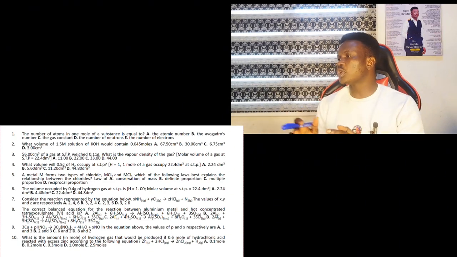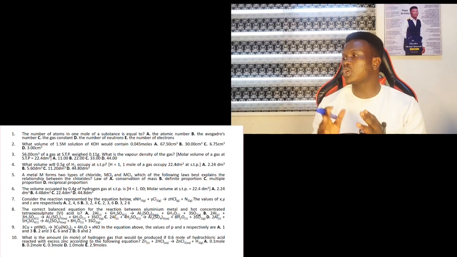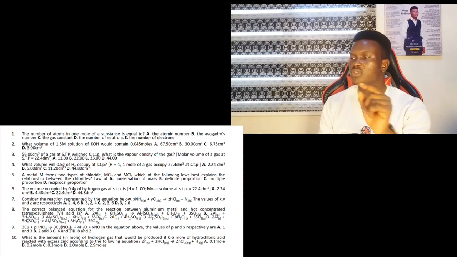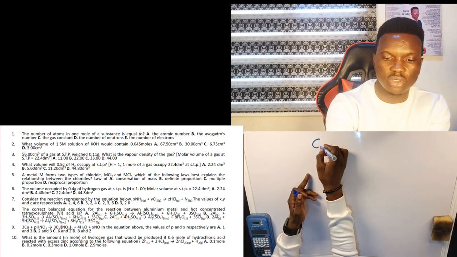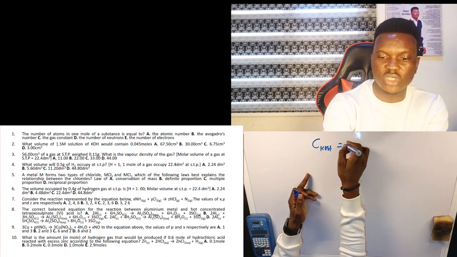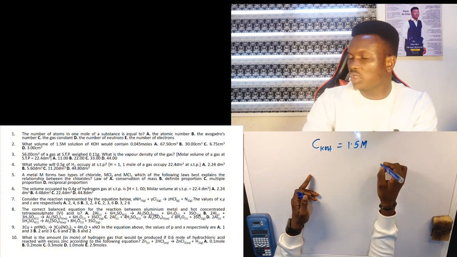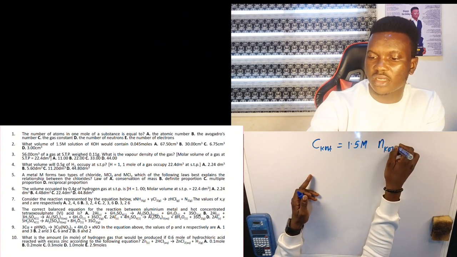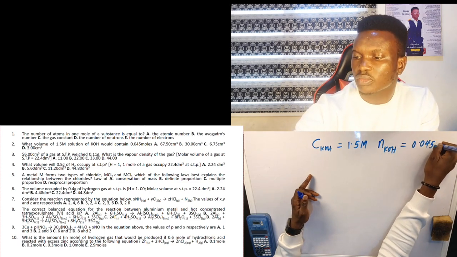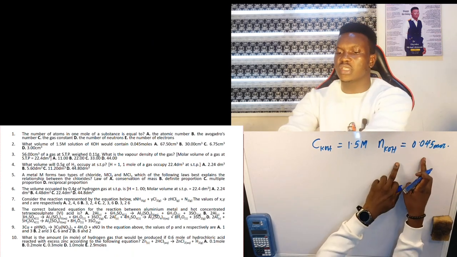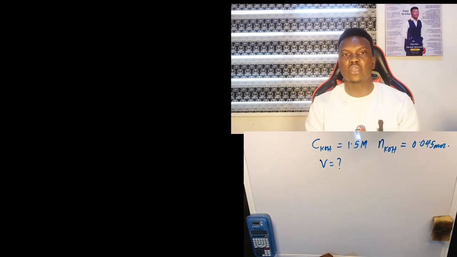What volume of 1.5 molar solution of potassium hydroxide will contain 0.045 moles? This question is asking for volume. What were you given? So you are given the concentration of potassium hydroxide, which is 1.5 molar. And what else? You're also given the number of mole of potassium hydroxide. So the number of mole is given as 0.045 mole. So now, if the number of mole is this and concentration is this and you have to calculate volume, which formula are you going to use?